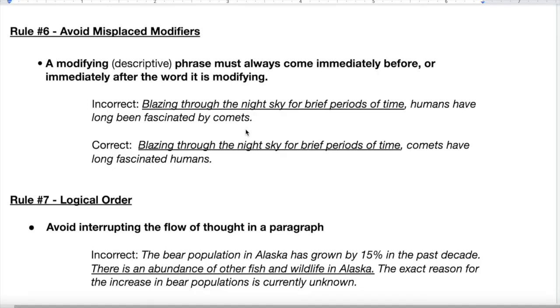Well, wait, you said it has to be next to? Yep. The descriptive phrase has to be next to the thing being described. It's got to come immediately before or immediately after the word. I mean, the way you said it, like, comets blazing through the night, that sounds right, yeah. And it is. I'm saying that's another option. Oh, yeah, okay. It's another option.